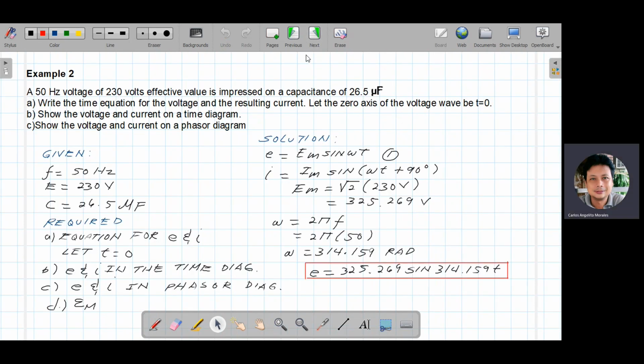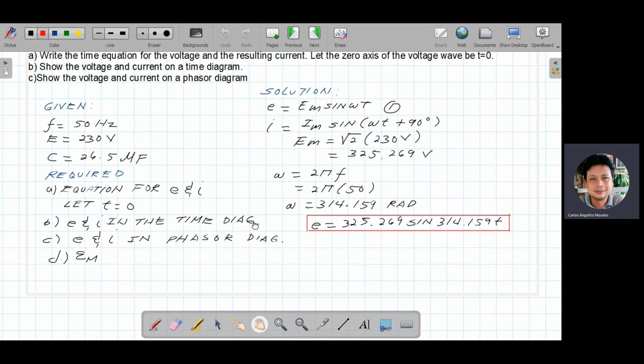So example, a 50 Hertz voltage of 230 volts effective value is impressed on a capacitance of 26.5 microfarad. Letter A, write the time equation for the voltage and the resulting current. Let the zero axis of the voltage wave be t equals 0. Show the voltage and current on the time diagram. Show the voltage and current on the phasor diagram.